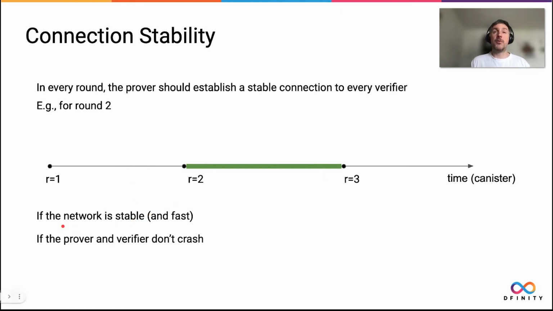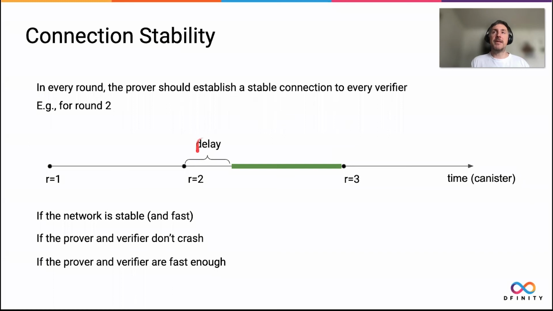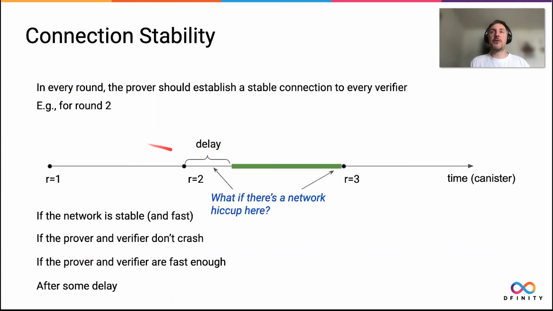Now you can also immediately think that if the prover and the verifier crash, again, tough luck. So we have to qualify this again, and similarly to the network, they also have to be fast enough. They have to respond to things quickly enough. And when you start thinking about responses, there's probably going to be a delay, so we have to account for some kind of delay right here, because they're not going to be able to establish the connection immediately. So we say that after some delay, they're going to establish a connection. Then you think about it some more and it gets even more complicated, because what if there's a network hiccup here or here?